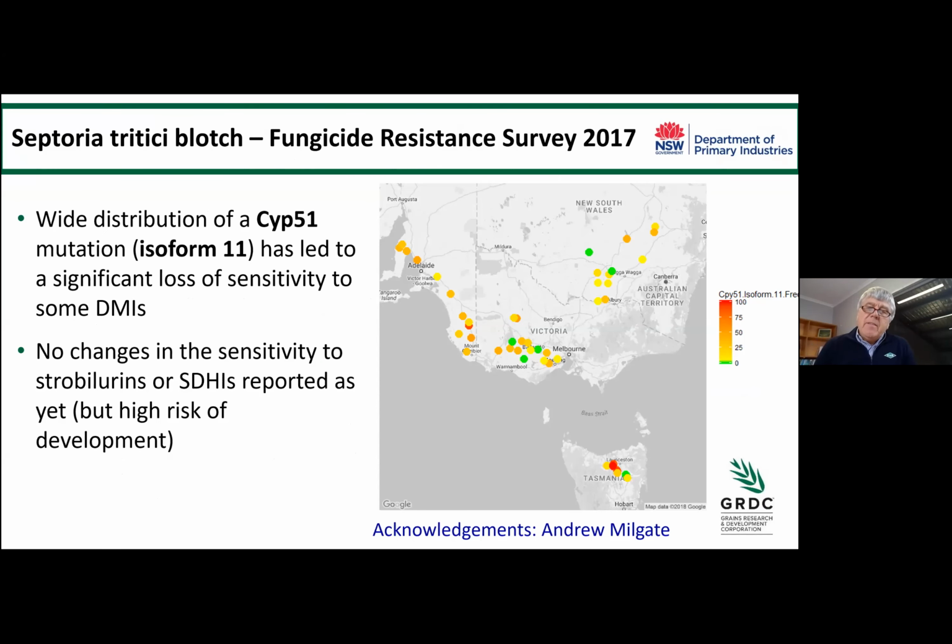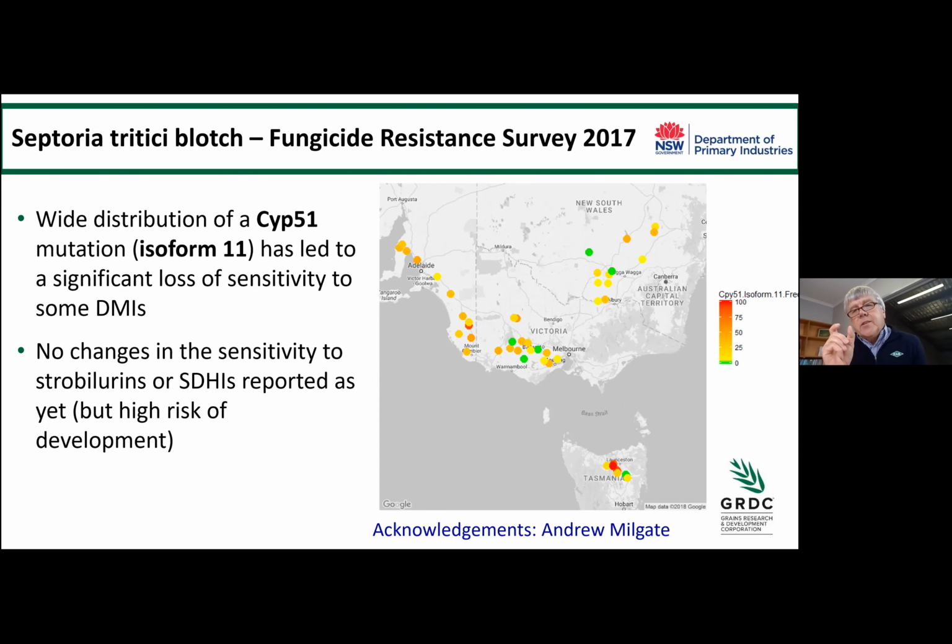The survey that Andrew Milgate and his team did in 2017 clearly showed that we now have a Septoria population that has acquired a more sinister mutation in the form that Andrew describes it as the isoform 11 strain. In Europe, they call it, as I understand it, the R8 strain.